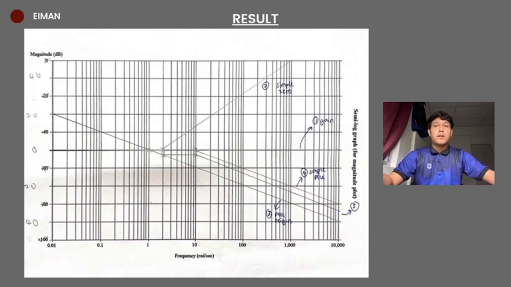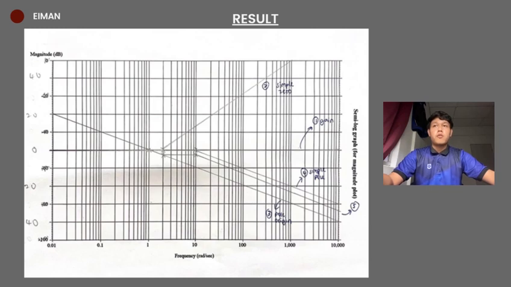Now, we add the effect of the zero at omega equals 2. A zero causes the magnitude slope to increase by 20 dB per decade. So at omega 2, the slope changes from negative 20 to 0. So the graph becomes flat starting at omega 2.